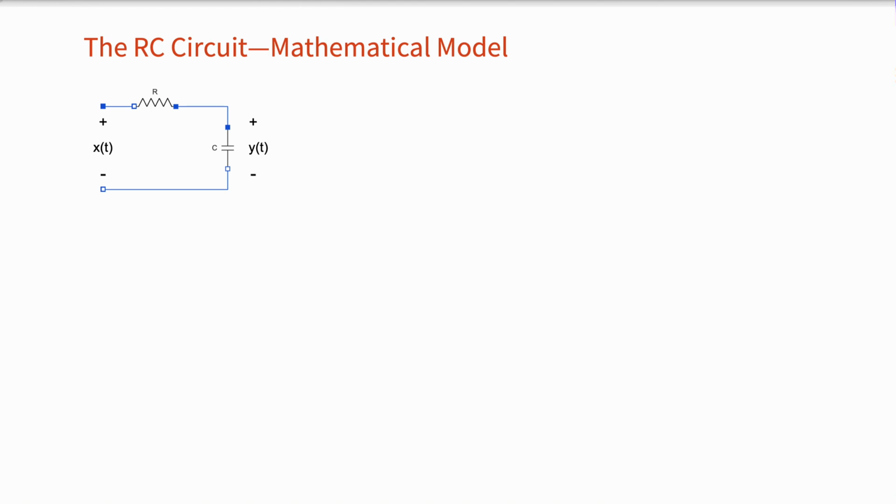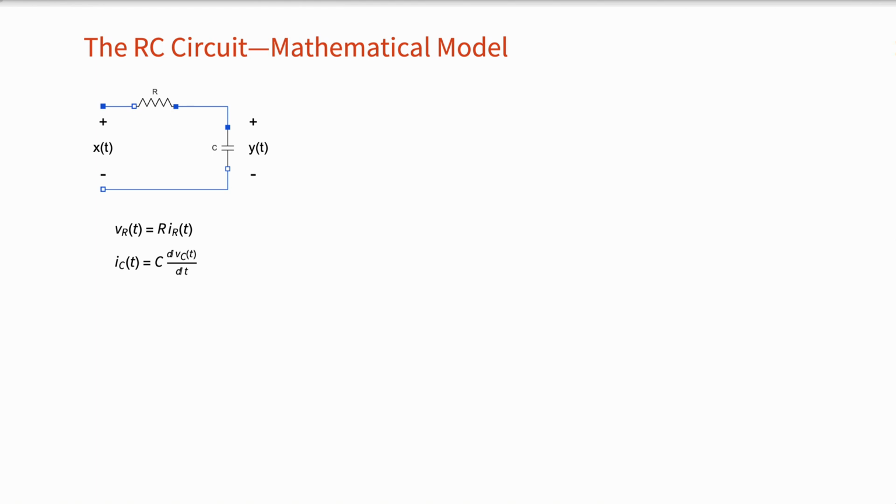Recall that the current and the voltage for resistors and capacitors are related as shown in these two equations. Here IR and VR denote the current and the voltage for the resistor R, and IC and VC denote the current and the voltage for the capacitor C. Now to model this RC circuit mathematically, we apply Kirchhoff's circuit laws.